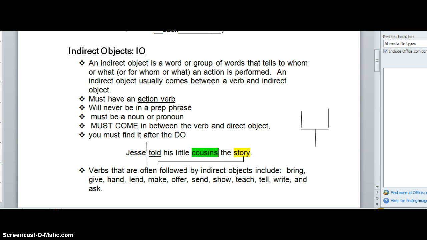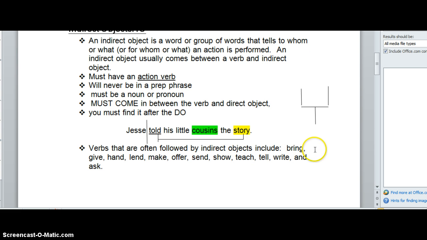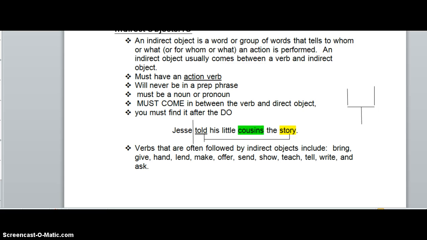There are certain words that are more prone to having an indirect object, and so things like bring, give, hand, lend, make, offer, send, show, teach, tell, write, and ask. So those are just good to know.